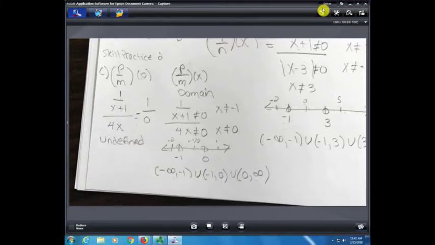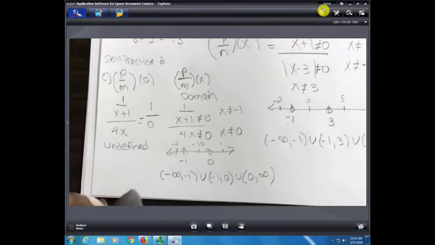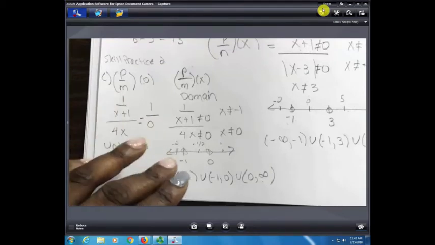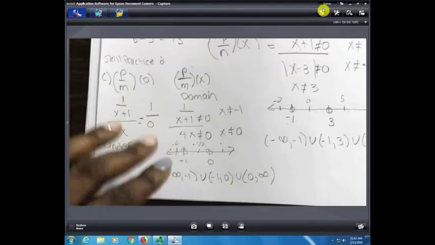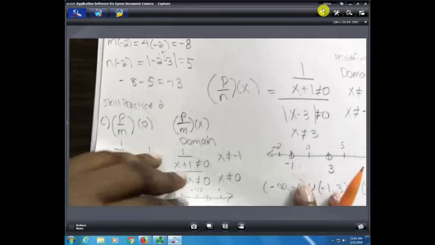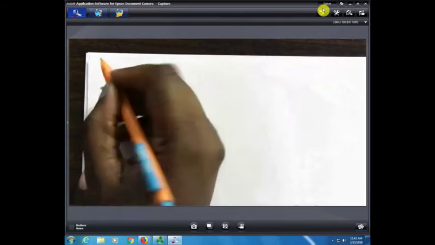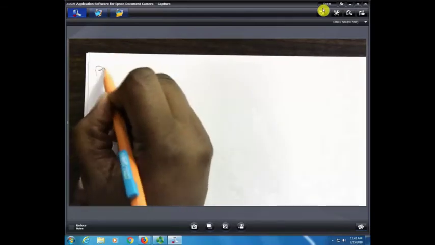Alright, let's keep going. The next part of this lesson is dealing with the difference quotient. We will come back to that one at the end. Let's go to composing functions. And this is page 266.